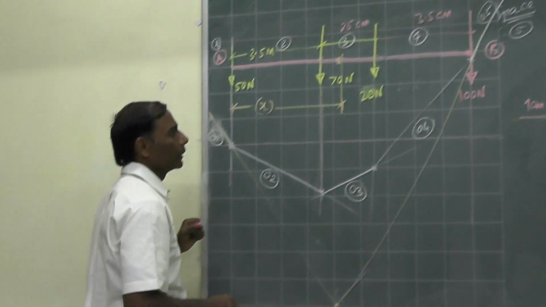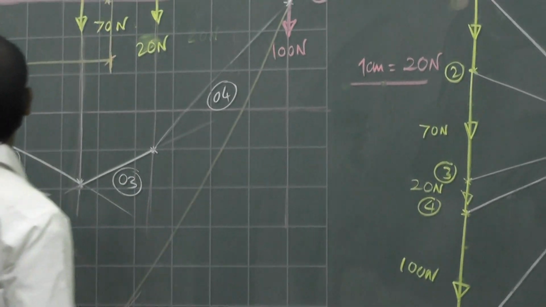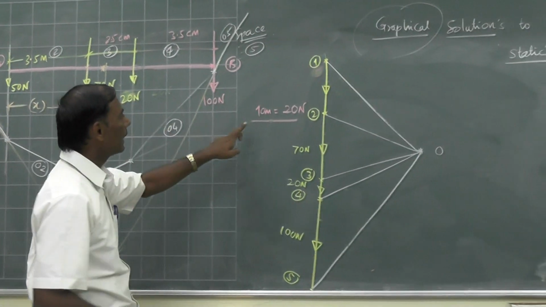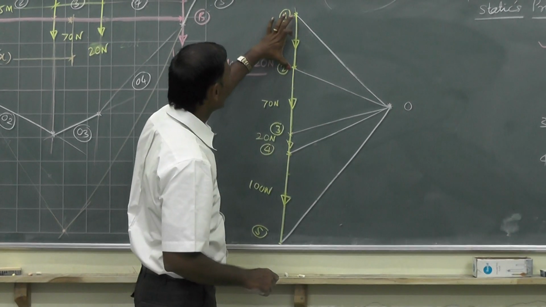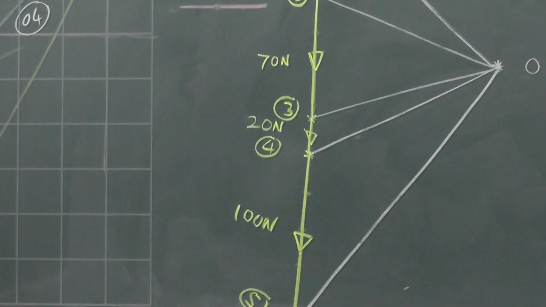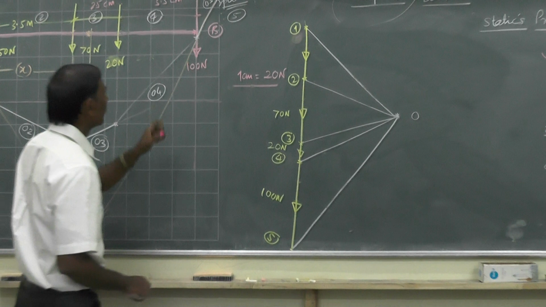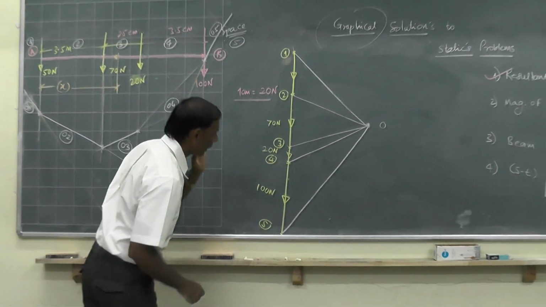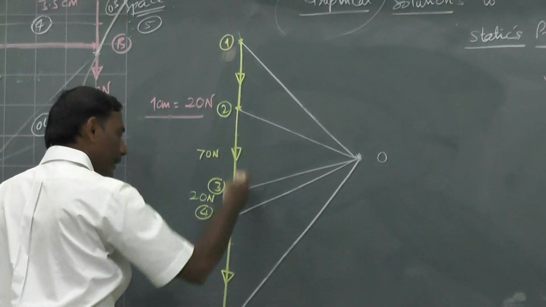Later on, you start drawing the vector diagram. So the 1-2 force is 50 Newton. The scale has been taken as 1 centimeter equal to 20 Newton, so it will come out to be 2.5. So 1 to 2, then 2 to 3 will be a 3.5 line, 75 Newton. 3 to 4, 1 centimeter line. 100 will be a 5 centimeter line. And a line joining the first point with the last point will be the magnitude of the resultant.